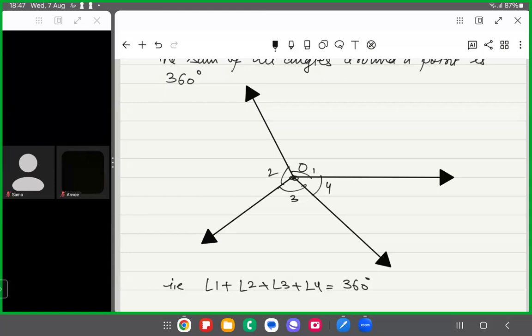Now, how can you prove this? How can we prove this? A complete circle is 360 degrees. Yeah, but how will you prove this? There should be some proof, right?